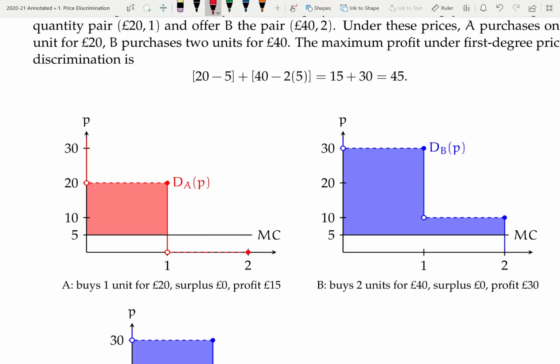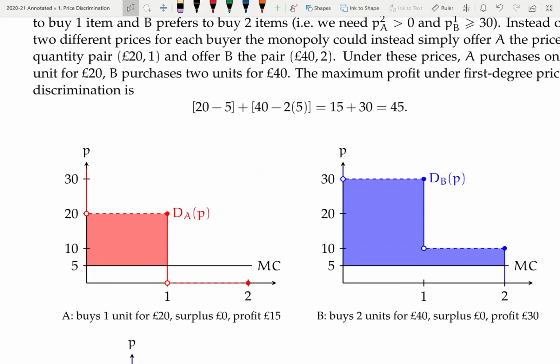Now, we don't really care about the second price here, so instead of thinking about offering 2 different prices for each consumer, we could just think about offering a price and a quantity to each one. So to buyer A, we would offer the price quantity pair of £20 for 1 unit. So buyer A would have a choice between buying that or getting nothing. Now, because they get a 0 surplus from nothing and they get a 0 surplus from this option, they're indifferent and we assume they buy this option.